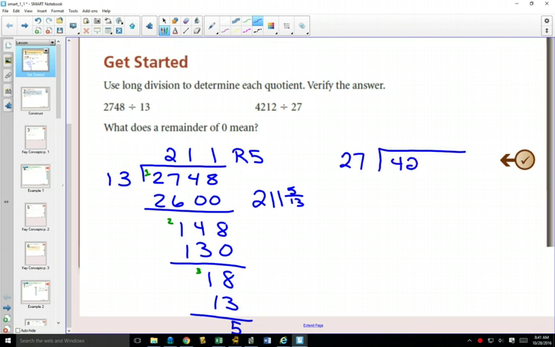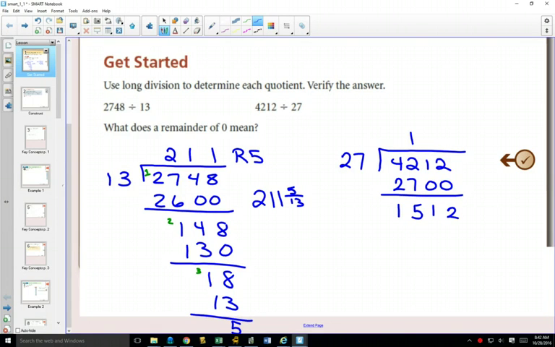Here's our next one, 4,212 divided by 27. Obviously, there's not any 27s in 4. But if we go to 42, how many 27s are in 42? 1. Now we put that above the 42, because this is in our hundreds column, and 1 times 27 is 27, but we're really doing 2,700. And if we subtract, what do we get? 1,512.